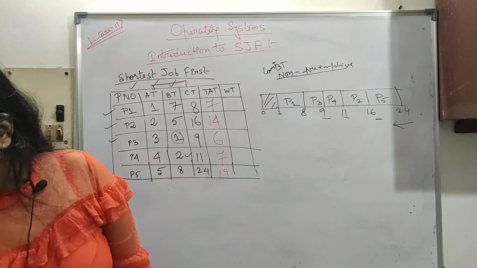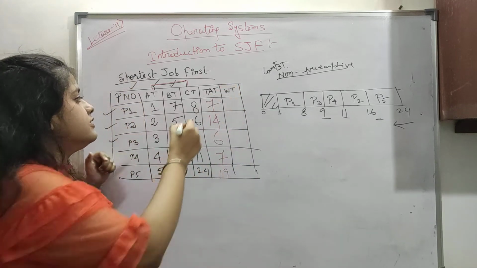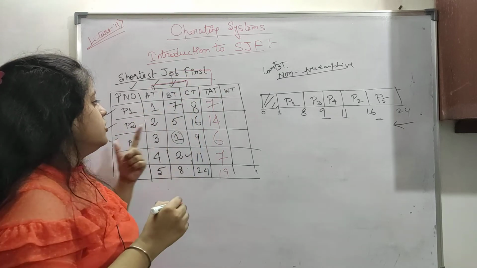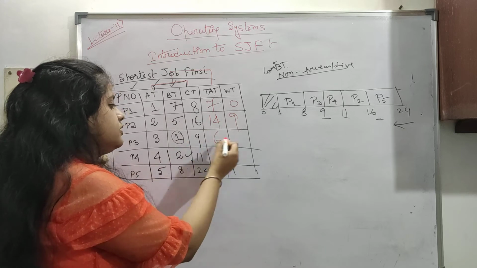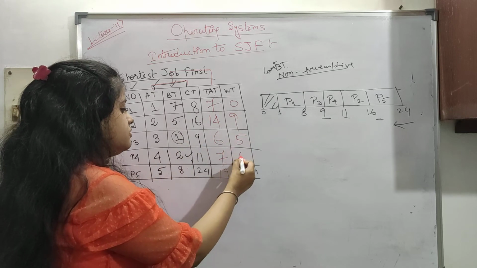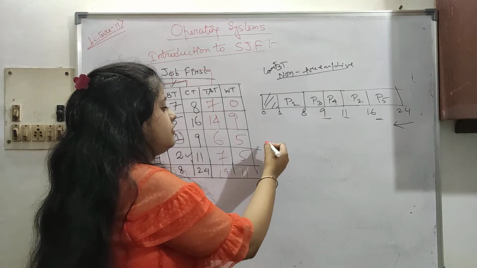Okay, that's correct. Now WT, waiting time, means TAT minus BT. So 7 minus 7 is 0. 14 minus 5 is 9. 6 minus 1 is 5. 7 minus 2 is again 5. This is 11. Now you can find the average.